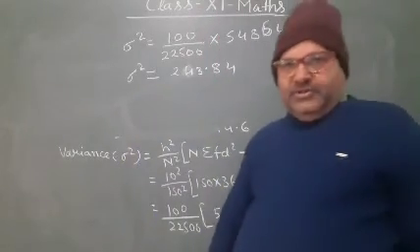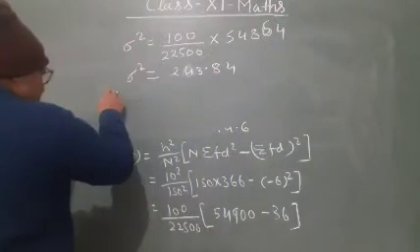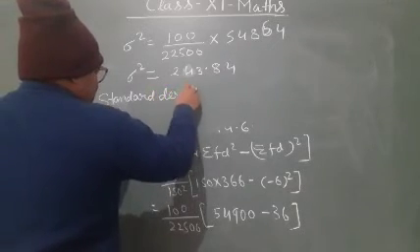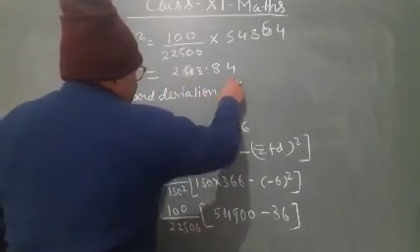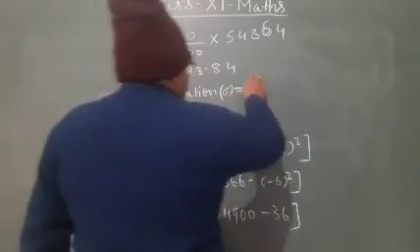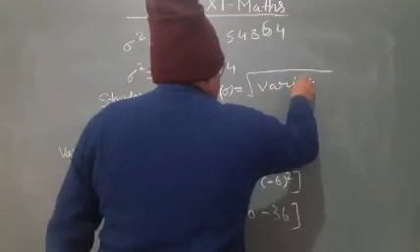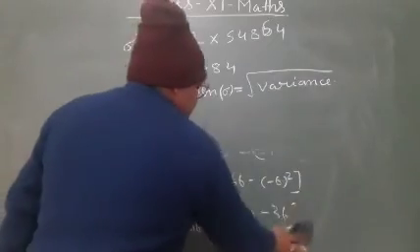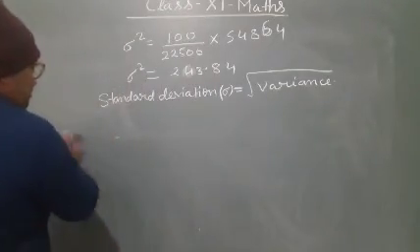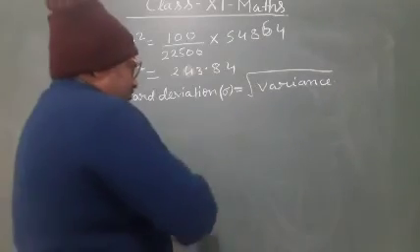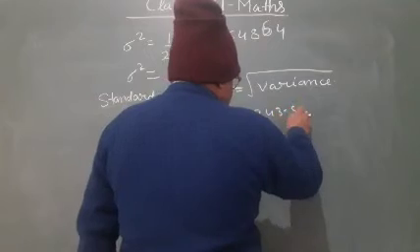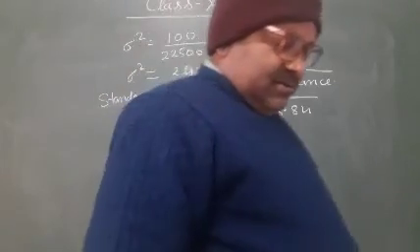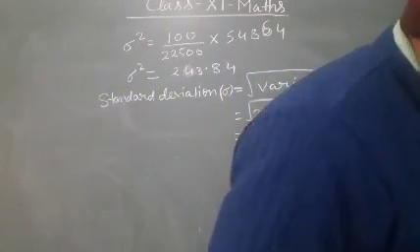Now find the standard deviation. Sigma equal to under root variance, and under root variance equal to under root 243.84, that's equal to 15.61.